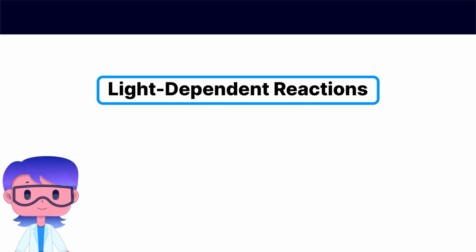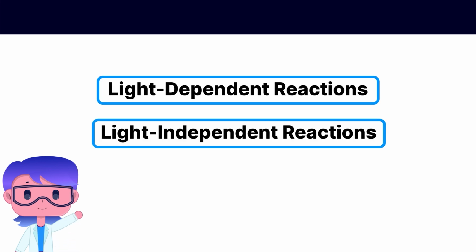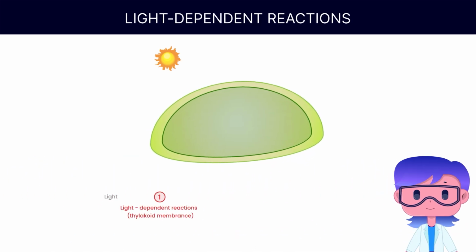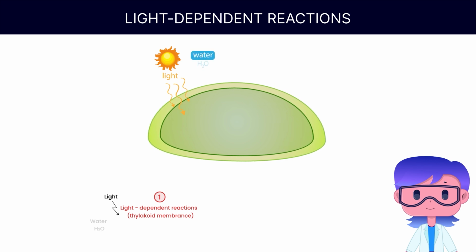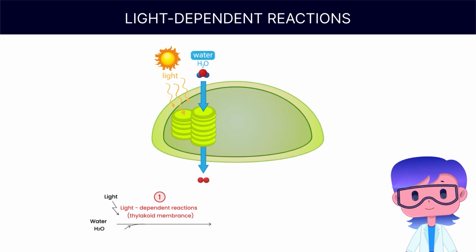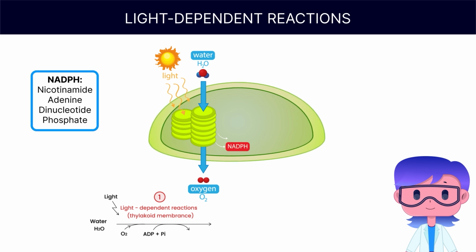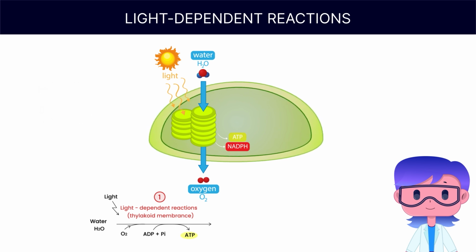Photosynthesis takes place in two stages: light-dependent reactions and light-independent reactions. In light-dependent reactions, those which require sunlight to work, solar energy is absorbed by chlorophyll and converted into electron carrier molecules called NADPH, or nicotinamide adenine dinucleotide phosphate, and ATP.